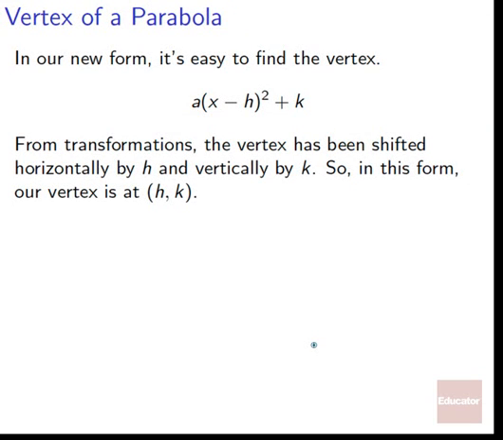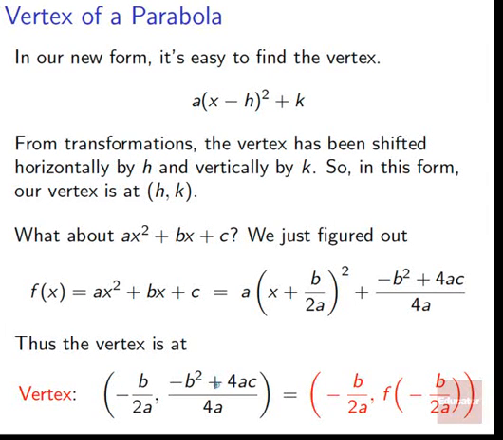In our new form, it's really easy to find the vertex. We've got a times x minus h squared plus k. So from our information about transformations, we see that the vertex has been shifted horizontally by h, horizontal shift of h, and then vertically by k. So in this form, our vertex is at h, k. Simple as that. What about ax squared plus bx plus c if we started in that way?